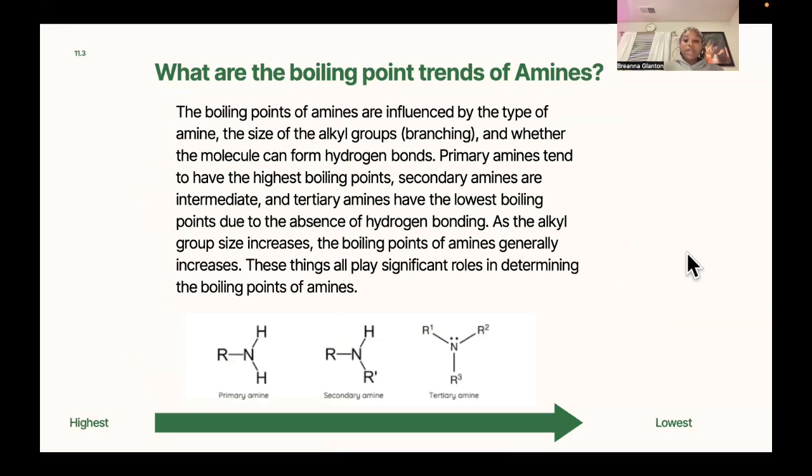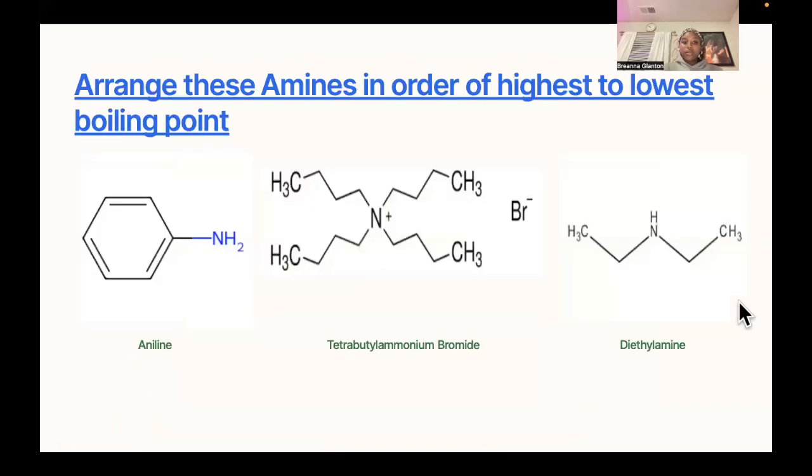The boiling points of amines are influenced by the type of amine, the size of the alkyl group, and whether the molecule can form hydrogen bonding. Primary amines tend to have the highest boiling points, whereas secondary amines are intermediates, and tertiary amines tend to have the lowest boiling point. This is due to the absence of hydrogen bonding. As the alkyl group size increases, the boiling points of amines generally increase. These things all play significant roles in determining the boiling points of amines.